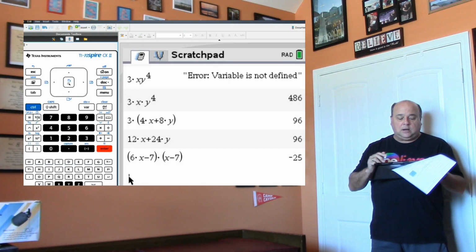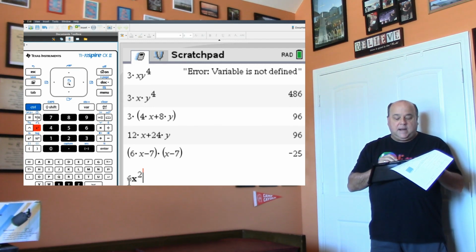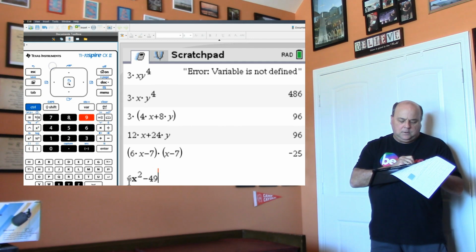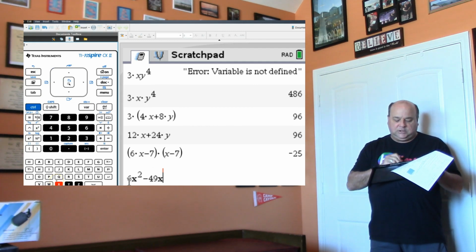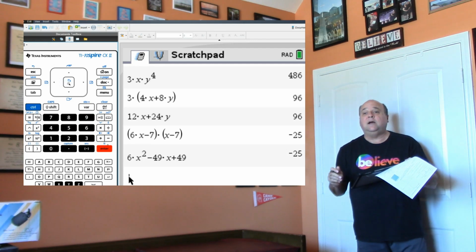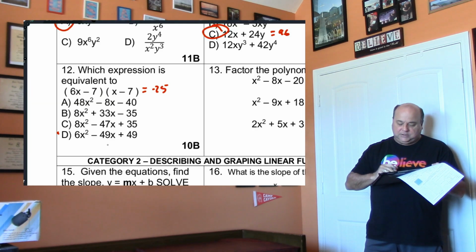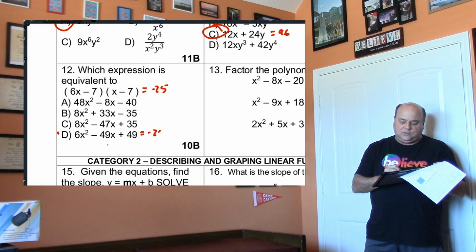Let's go back to the calculator. 6x squared, minus 49x, and then plus 49. Hit enter, and I get negative 25, don't I? So that's going to be the answer. Negative 25 is going to be it. So I'm going to go to my paper, negative 25.